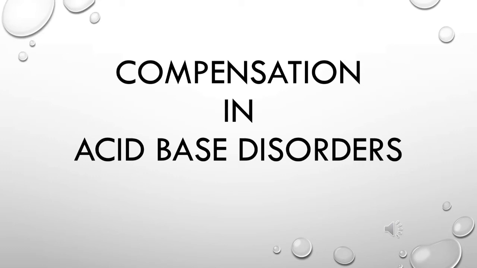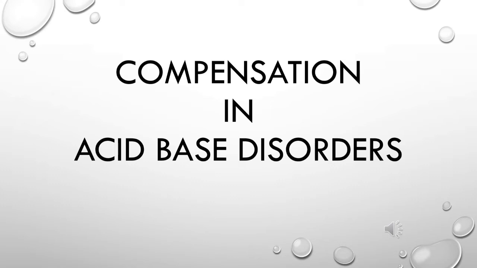In this video, we will talk about compensation in acid-base disorders. We know that metabolic acid-base disorders like metabolic acidosis and metabolic alkalosis would be compensated by the respiratory system by lowering or increasing the PaCO2 level. Similarly, the respiratory acid-base disorders like respiratory acidosis and respiratory alkalosis would be compensated by the metabolic system by lowering or increasing the bicarb level.